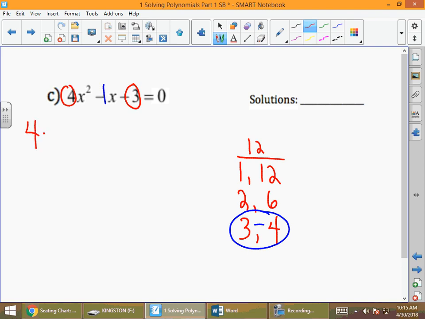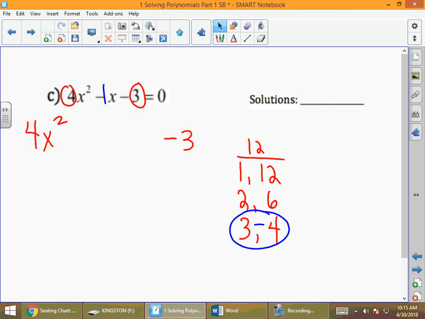So it's 4x squared, and then it's going to be minus 3. I wrote right on top of it there. I'll scoot that over if I can, minus 3. And then when we put this back in, it doesn't matter which order we put it back in. It might be a little bit easier if we do minus 4x plus 3x. We split the middle. Now we're going to group.